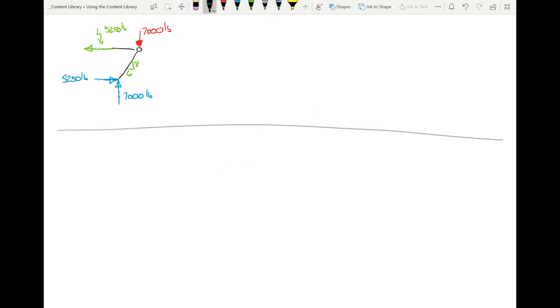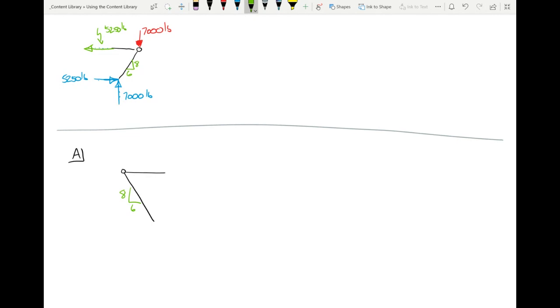All right, let's look at joint A, because I want to start with a joint that's a little simpler. Here's joint A. What do we know about joint A? We have a horizontal member that frames into joint A. We have a diagonal member that frames into joint A. It's also at an 8:6 slope ratio.